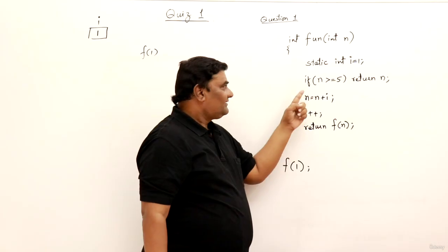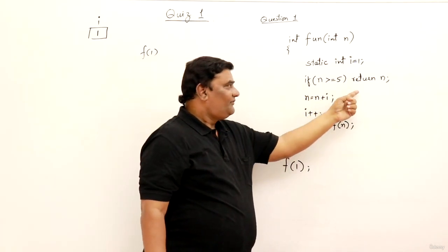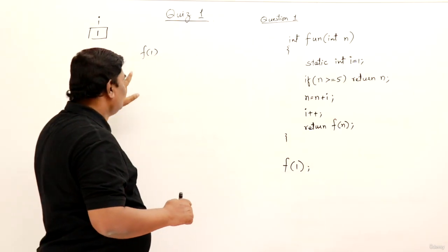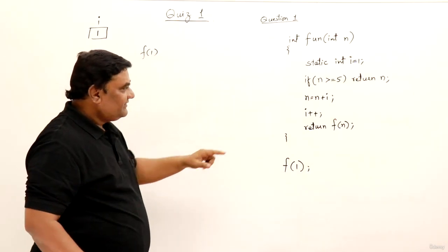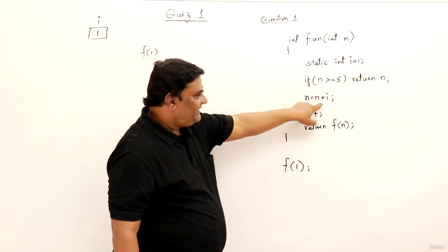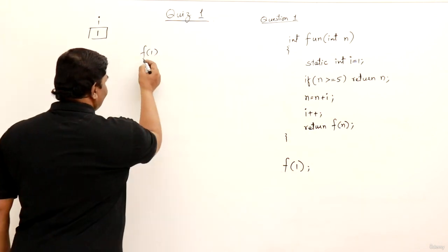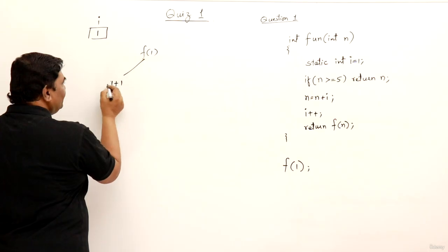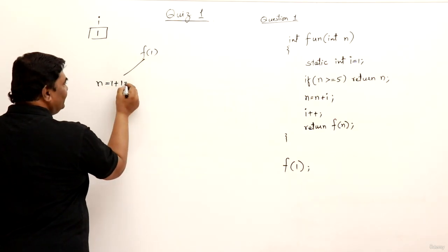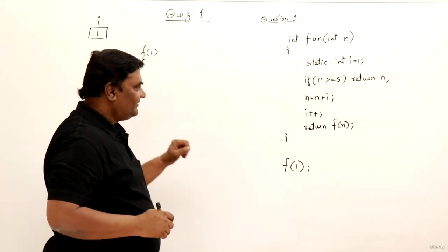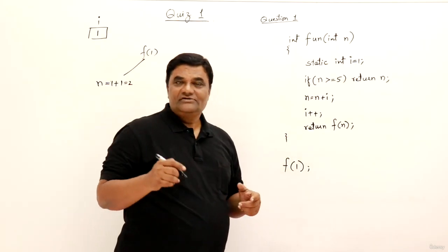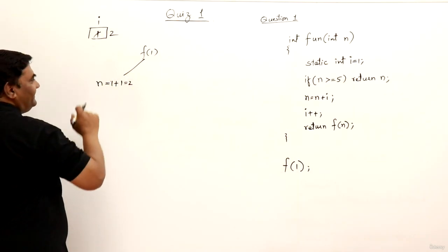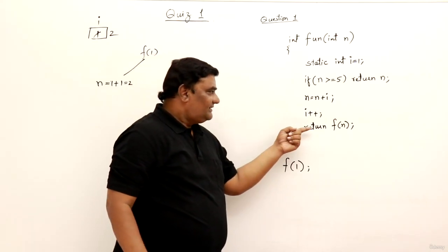That's it. Now start. If n is greater than or equal to 5, then return n. N is now 1, and it is not greater than or equal to 5. The next step, n assign n plus I. So I will change it. N is 1, so 1 plus I. I is 1. So n becomes 2. N is 2 right now. Then I plus plus. So where is I? It is static. So here it should become 2. I am writing it here. So I became 2.